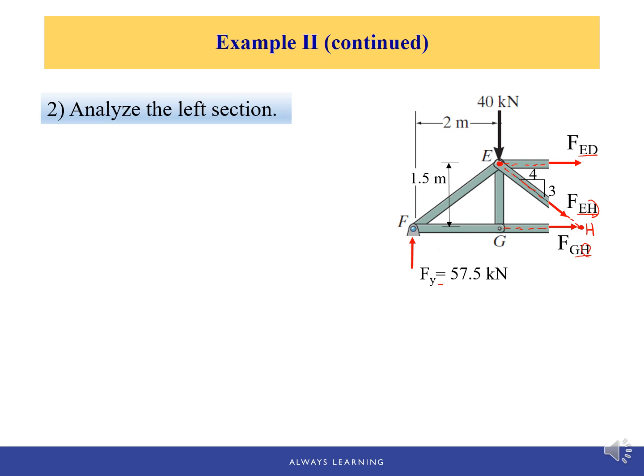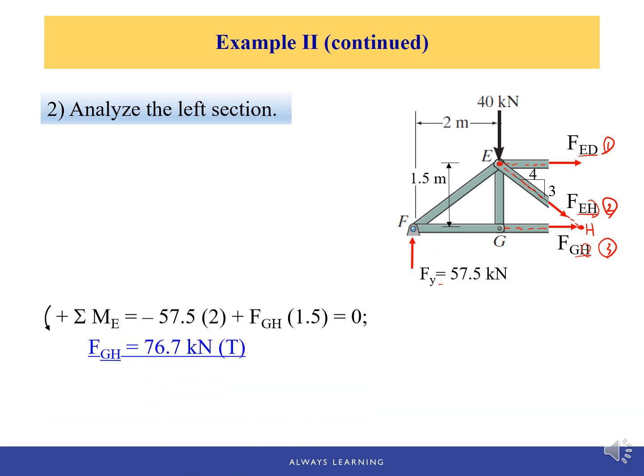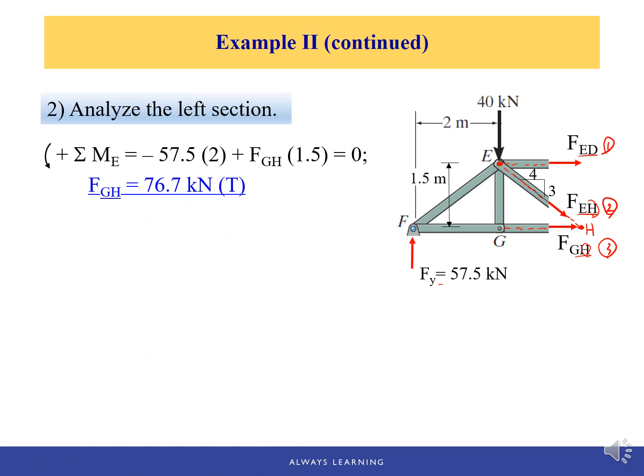So now we can solve for the three unknowns with equilibrium equations. The first equation we're going to choose will be the moment about point E. Since FED and FEH are concurrent about point E, if we choose that equation, those two forces will not be in this equation, so the only force will be FGH. And it's solved to be a positive value, 76.7 kilonewton, which means it's in tension.